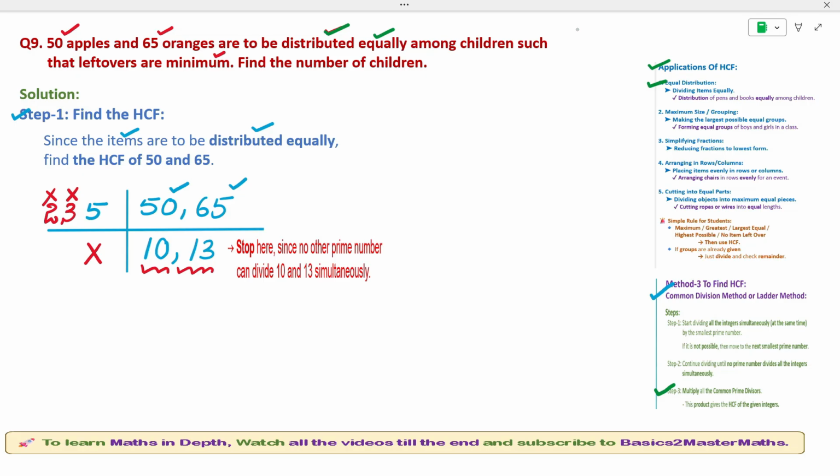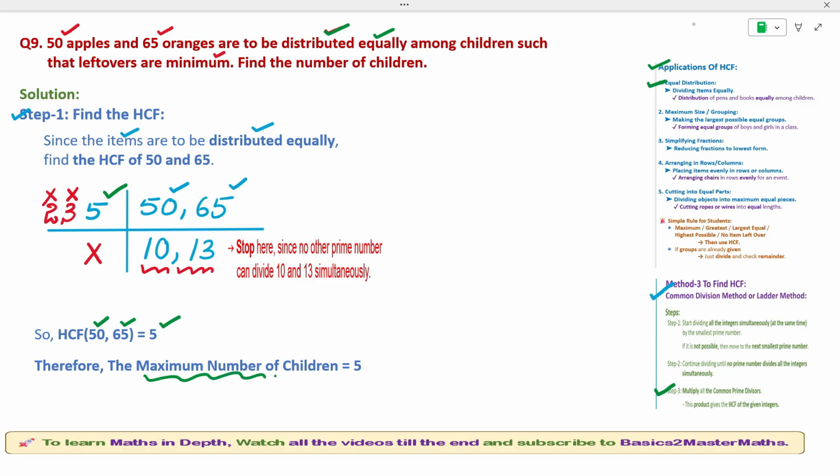In this case, we have only one common prime divisor, that is 5. So, HCF of 50 and 65 is 5. Therefore, the maximum number of children is 5.